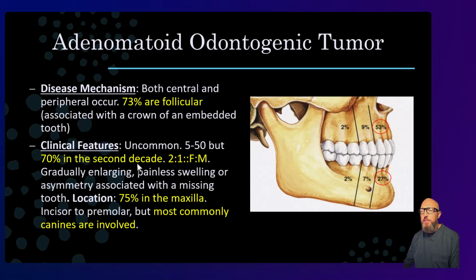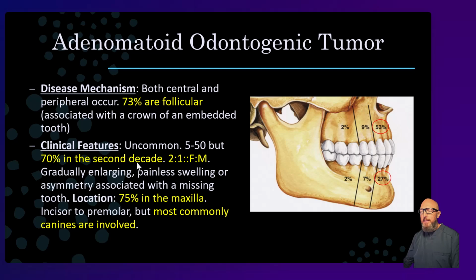All right, this one's a fun one. This is our 2/3 tumor, or sometimes this is called a 75% tumor. Some of the numbers are closer to 75%, some are closer to 2/3. And so what do we mean by 2/3? What does it mean that they're follicular? That means it's associated with the crown of an unerupted tooth, kind of like a dentigerous cyst.